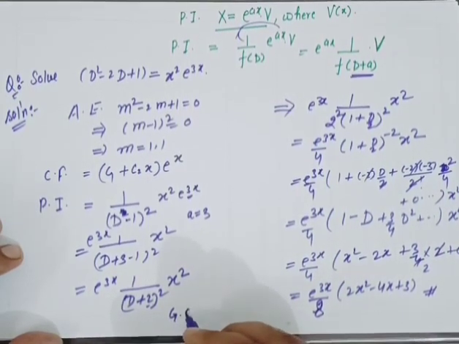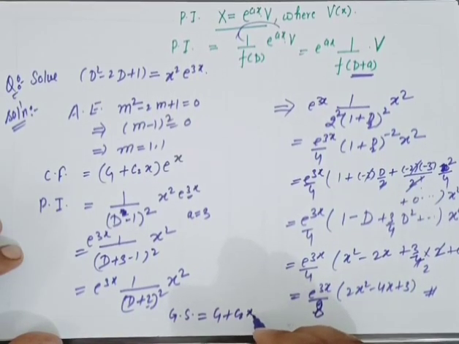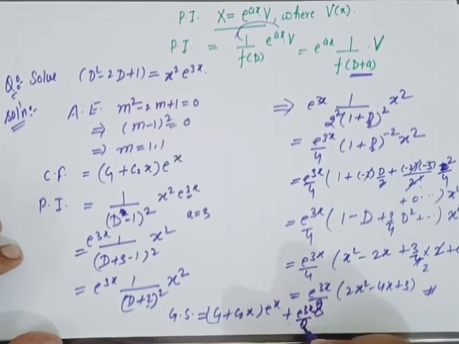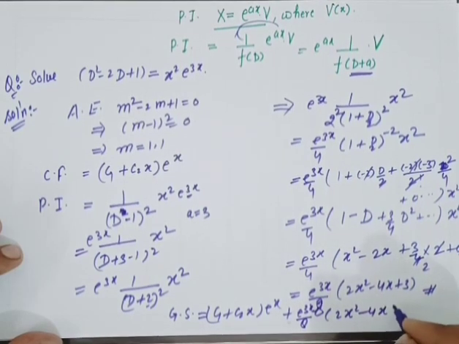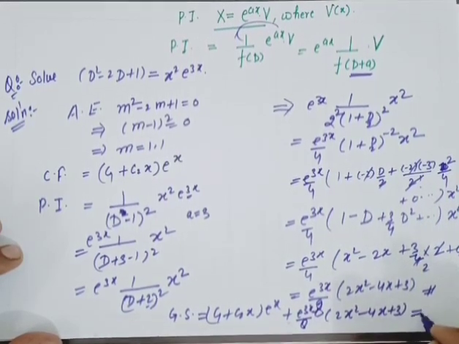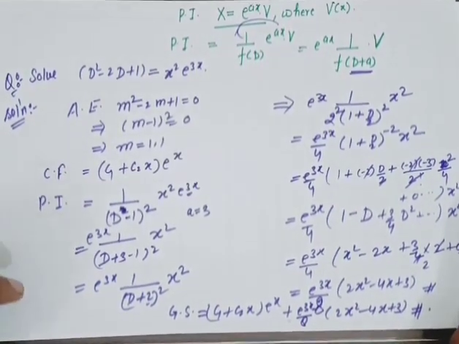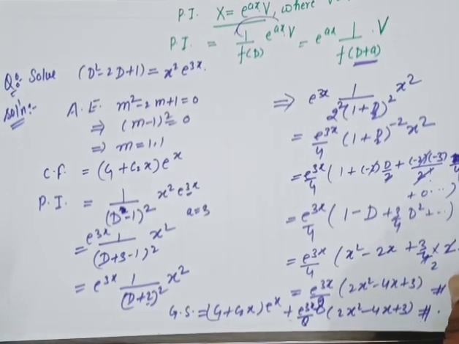So the general solution will be written as c1 plus c2x times e to the power x, and what about the particular integral? E to the power 3x whole divided by 8 times 2x square minus 4x plus 3, okay, which is your general solution. So you will solve such type of questions very simply, okay. Now we deal with another question to support this theory.